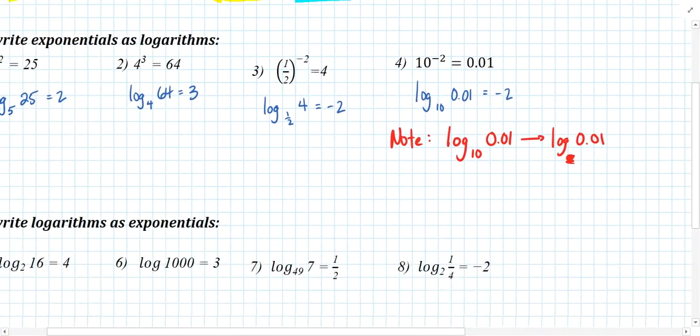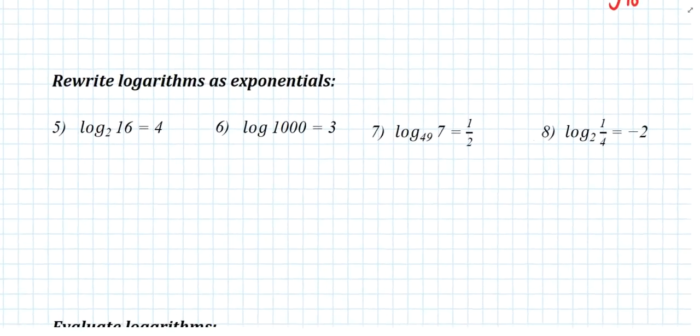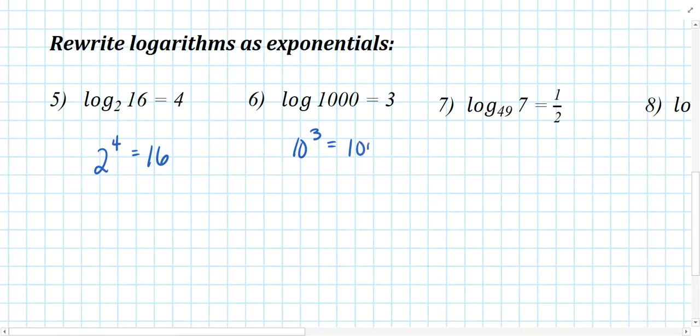In these next examples, we are provided with a logarithmic equation and are being asked to rewrite them as an exponential. In the first example, we have logarithm base 2 of 16 equals 4, and it should be rewritten as 2 to the fourth power equals 16. In example 6, we have a logarithm written without a base, therefore it's implied that the base value is 10. So, written as an exponential, we have 10 to the third power is equal to 1,000.